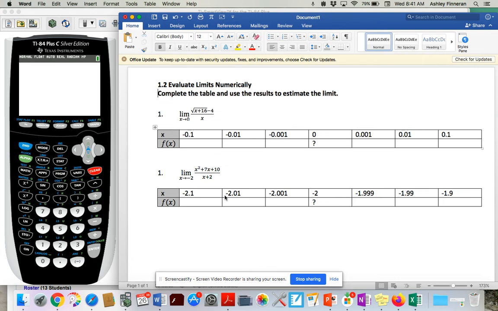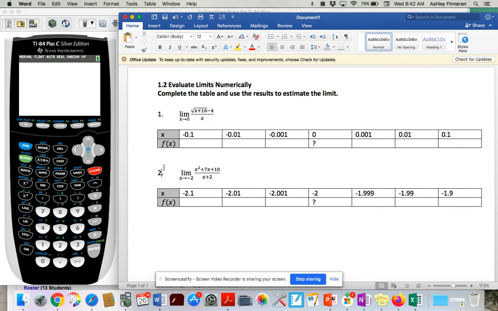I typically will not do notes while typing them. However, I want to be able to use a calculator today as well as fill in the notes, and the notes are actually pretty short for today. So we're just going to look at a couple of examples. This is actually still in section 1.2. So evaluating limits graphically was in section 1.2, and then this is as well.